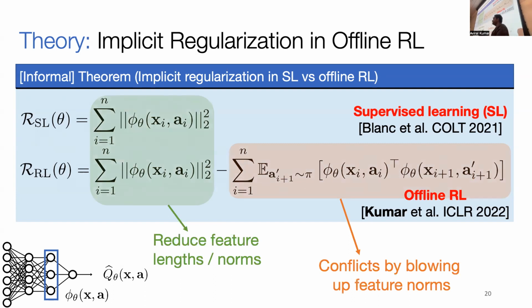Which means I'm going to try to increase the lengths of these vectors, because an easy way to maximize the dot product of two vectors is to increase their lengths if the lengths are not bounded. So in some ways, this second term conflicts with the first term, where the first term is trying to reduce the magnitude of features and the second term is trying to increase the magnitude of those features, because phi theta of xi ai appears in both terms. So there's a clear difference with this RL regularizer in comparison with the supervised learning regularizer, which you see up there. Any questions here?